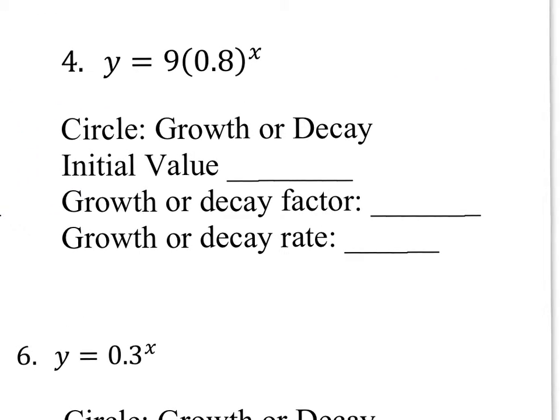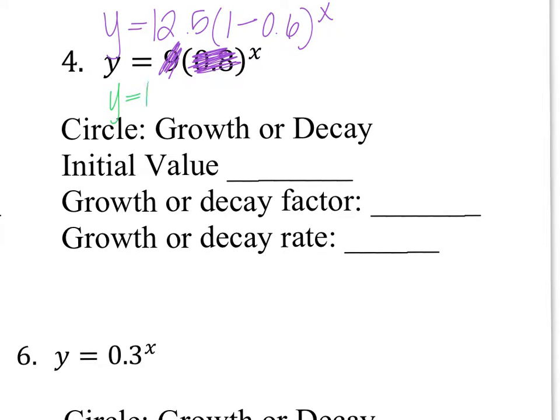All right, so looking at number 4, it looks oddly similar to number 3. So what I want you to do is change 9 to 12.5, and change 4 to, not 4, 0.8. I want you to change 0.8 to 1 minus 0.6 to the x power. Now looking at this, I can't instantly tell if this is growth or decay. So first I want to simplify. I still will have my 12.5 on the outside, but what is 1 minus 0.6? That is going to be 0.4 to the x power.